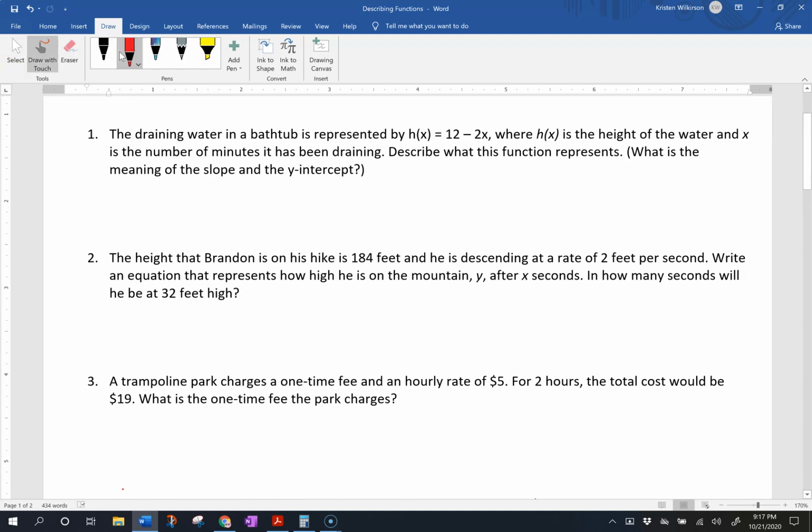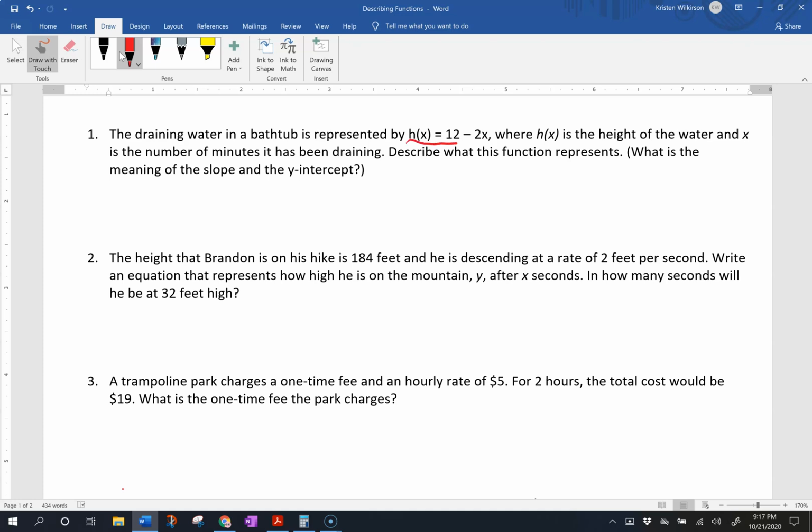All right, so number one says the draining water in a bathtub is represented by h of x equals 12 minus 2x, where h of x is the height of the water and x is the number of minutes it has been draining. Describe what this function represents. So it's asking us, what does the slope represent and what does the y-intercept represent?